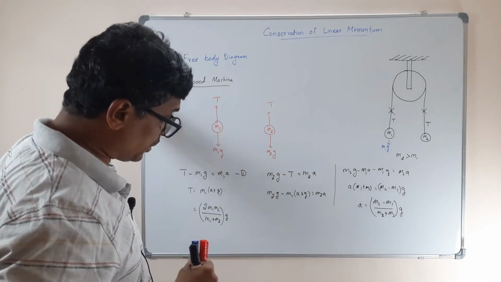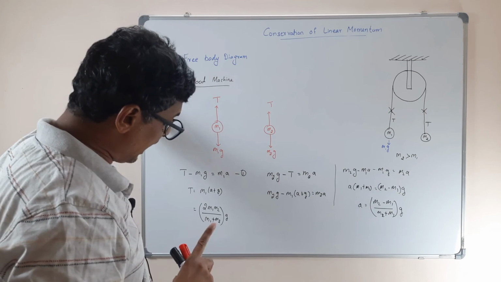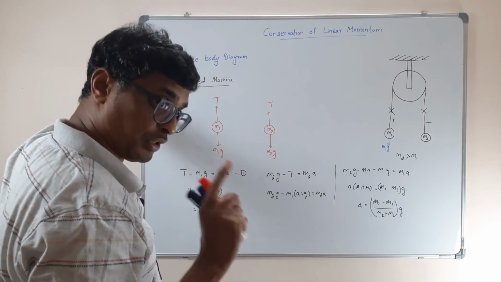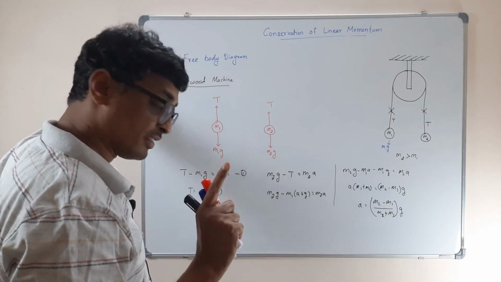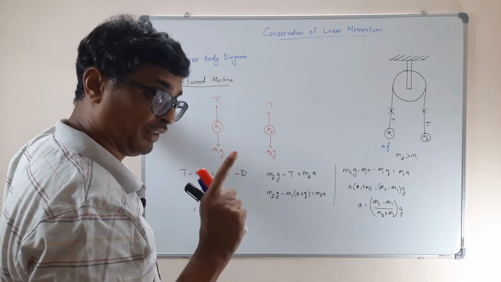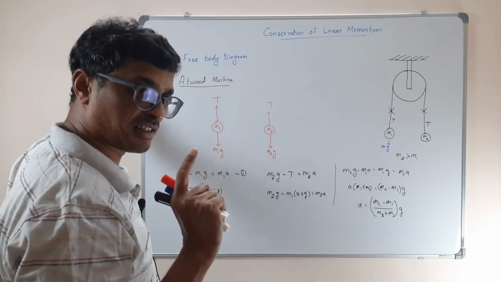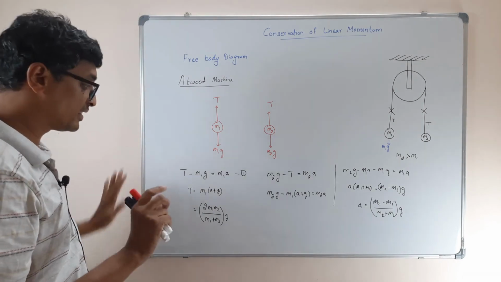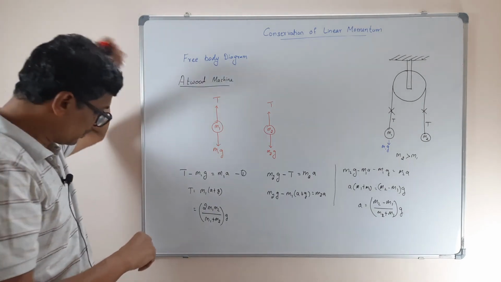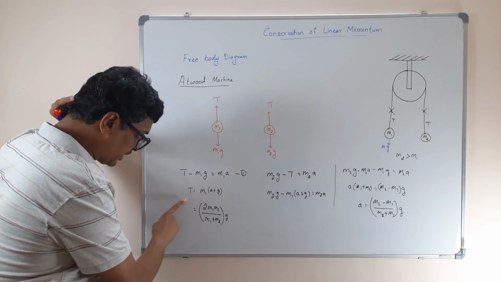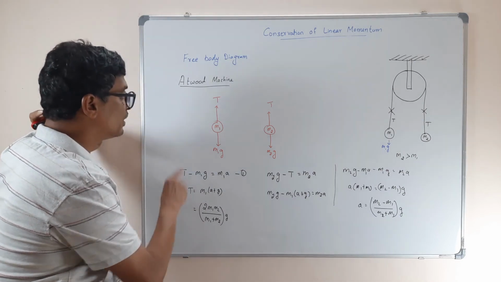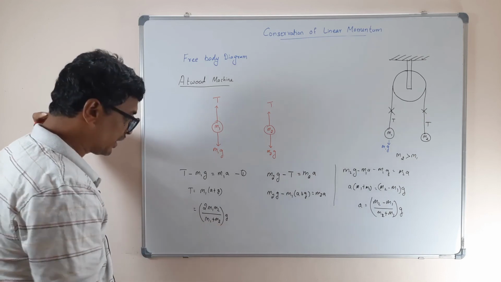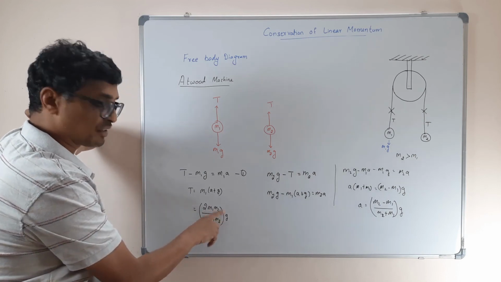Okay, there's something important you have to remember. Whenever you are doing these problems in physics, it's always good practice to check the dimensions. We have to check whether the dimensions of the left hand side and the right hand side are the same. The left hand side is tension. Tension is nothing but force. So the right hand side should also have the dimension of force. Mass into acceleration is a force.